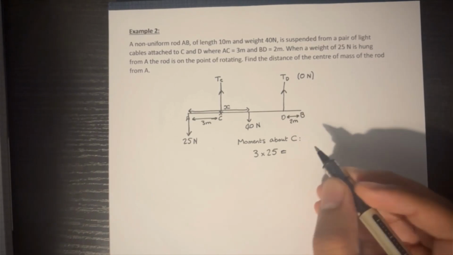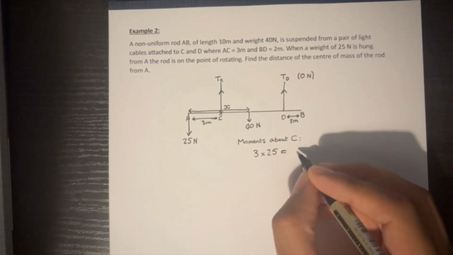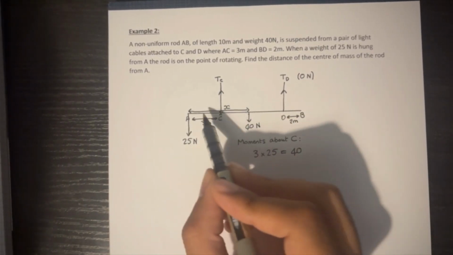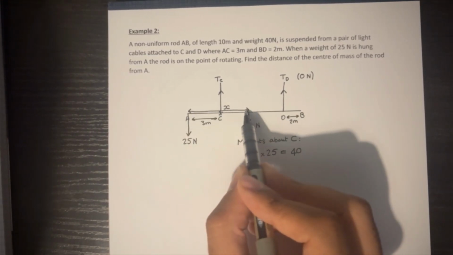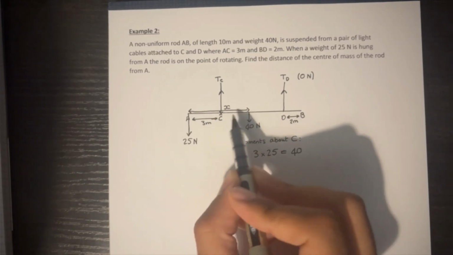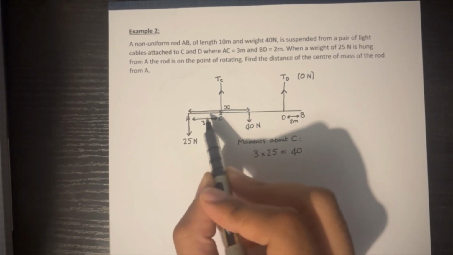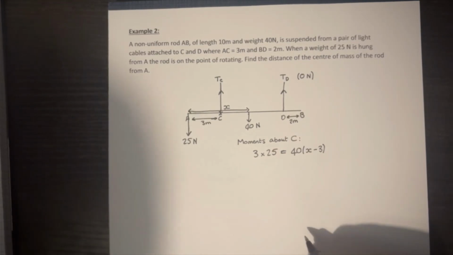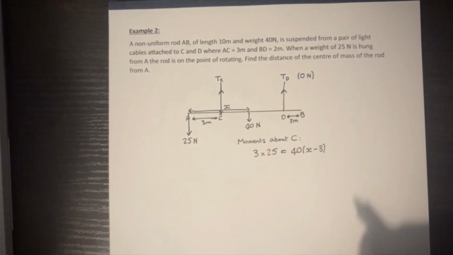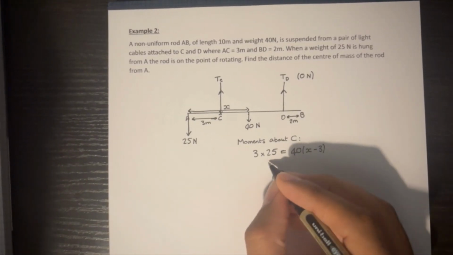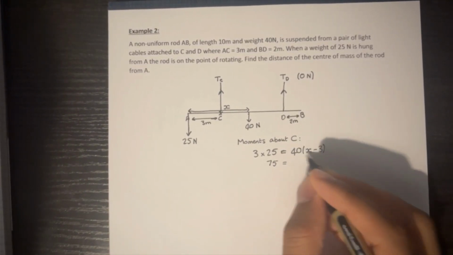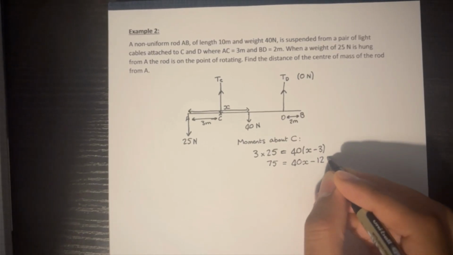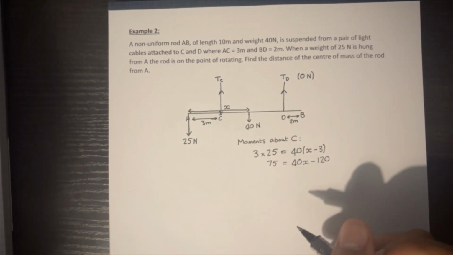Now the force times the distance here, I've got 40 as my force. The distance from here to there, if this entire distance was x and this distance here from A to C is 3, what is remaining must be x minus 3. So I've got 40 lots of x minus 3. So now 3 times 25 is 75, and that is equal to, if I expand out this bracket, 40x subtract 120. So 40x subtract 120 is equal to 75.